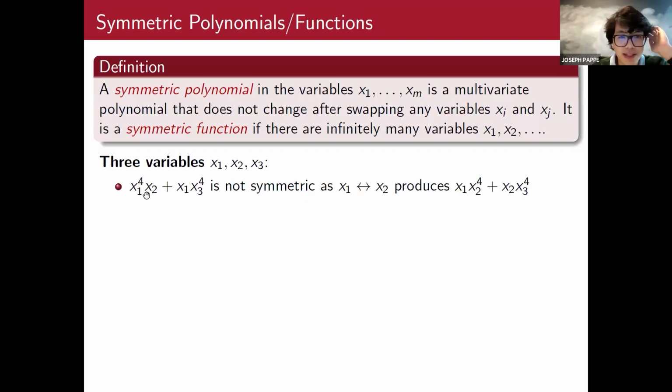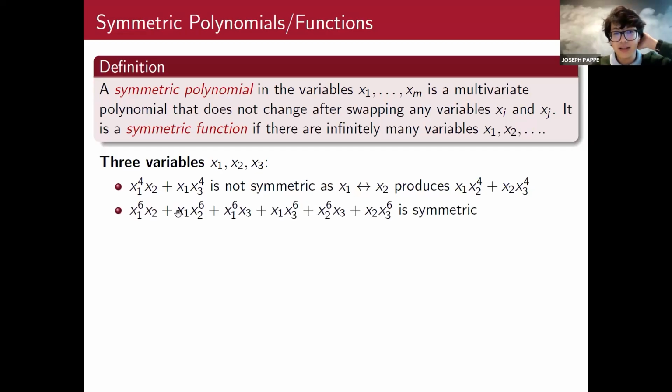But for instance, if I swap x1 and x2, I get x1 times x2 to the fourth plus x2 times x3 to the fourth, which is not our original polynomial. But this polynomial here is symmetric. I claim that no matter how I switch around these three variables in this polynomial expression, you'll always get the same expression back. Okay. So I claim that you've already dealt with symmetric polynomials. You just didn't realize it.